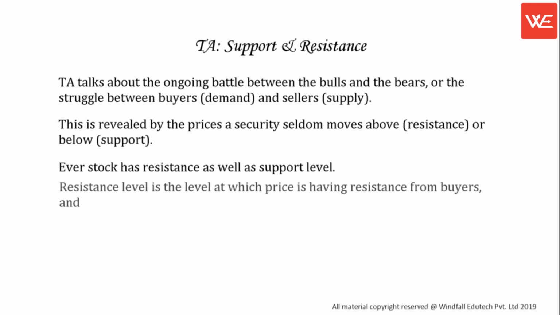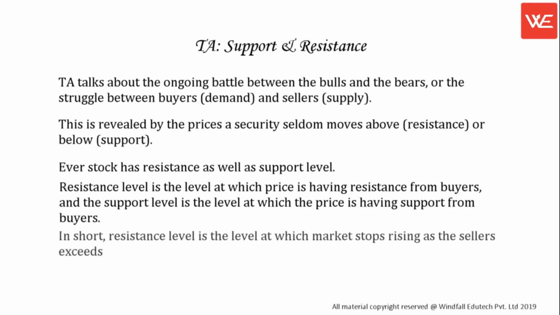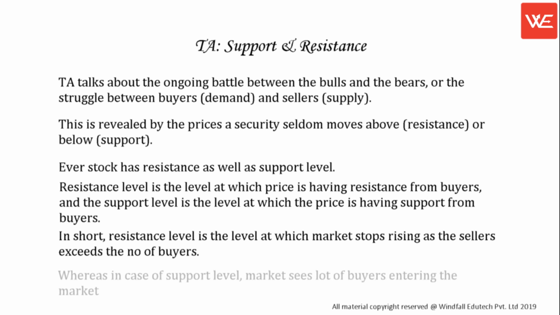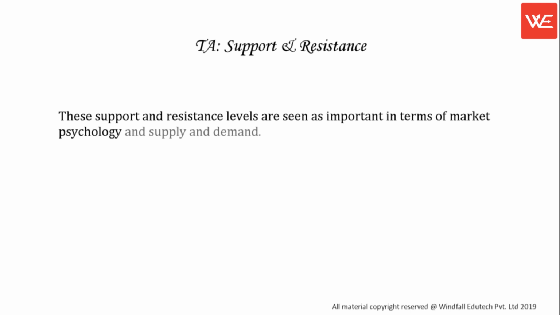Resistance level is the level at which price is having resistance from sellers, and the support level is the level at which the price is having support from buyers. In short, the resistance level is the level at which the market stops rising as the sellers exceed the number of buyers. Whereas in the case of a support level, the market sees a lot of buyers entering and rising due to that. These support and resistance levels are seen as important in terms of market psychology and supply and demand.